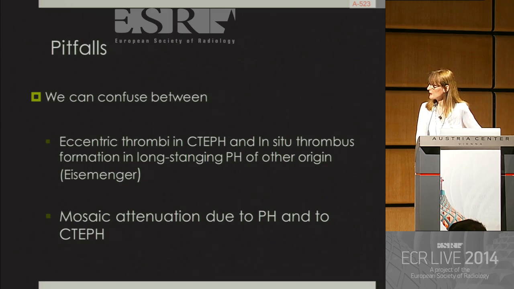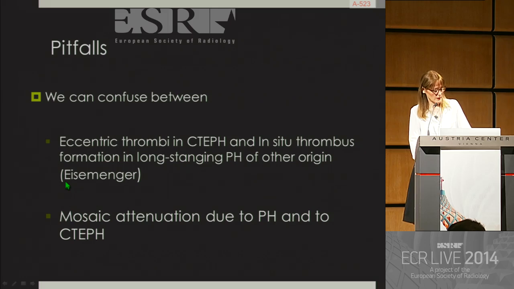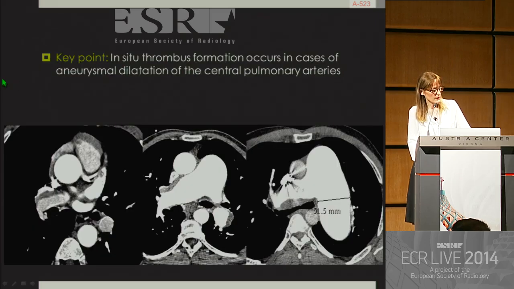What are the potential pitfalls? We can confuse eccentric thrombi in chronic thromboembolic pulmonary hypertension with in situ thrombus formation in long-standing pulmonary hypertension of other origin, especially Eisenmenger syndrome or portal pulmonary hypertension. And also, we can confuse mosaic attenuation due to pulmonary hypertension with that due to chronic thromboembolic disease. The key point is that in situ thrombus formation only occurs in cases of aneurysmal dilatation of the central pulmonary arteries. Here, this interlobular artery is not enlarged, so it's not in situ thrombus formation.